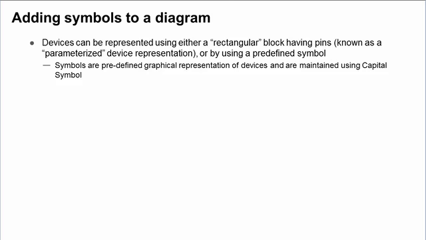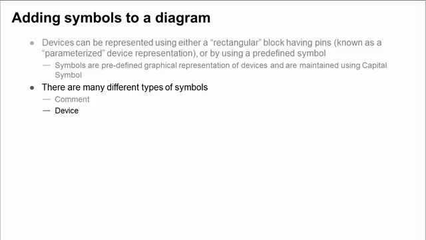Devices can be represented either as a rectangular block having pins, or it can be defined using a predefined symbol which is maintained in Capital symbol. There are many types of symbols. There are common symbols, backshell symbols, device symbols, ground, and even border symbols.